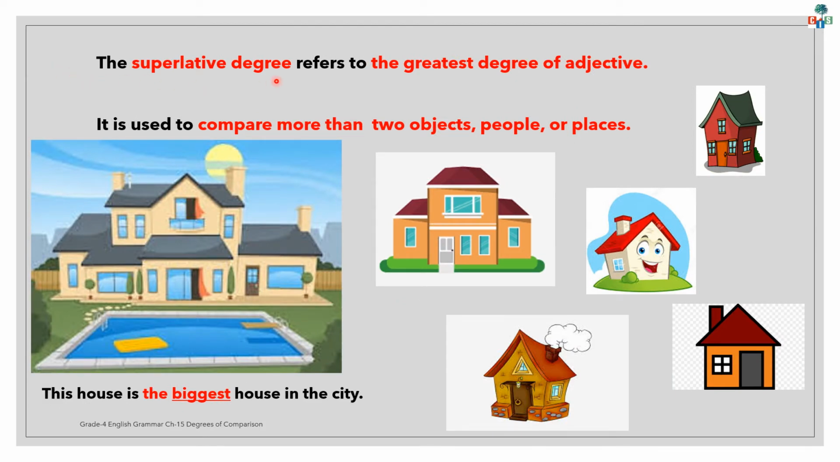The superlative degree refers to the greatest degree of adjective. It is used to compare more than two objects, people, or places. For example, this house is the biggest house in the city. Children, here we are comparing this house with many houses. So, it shows the greatest degree of comparison. At that time, we will use the superlative degree. Superlative degree means the noun, the object which shows the greatest quality.